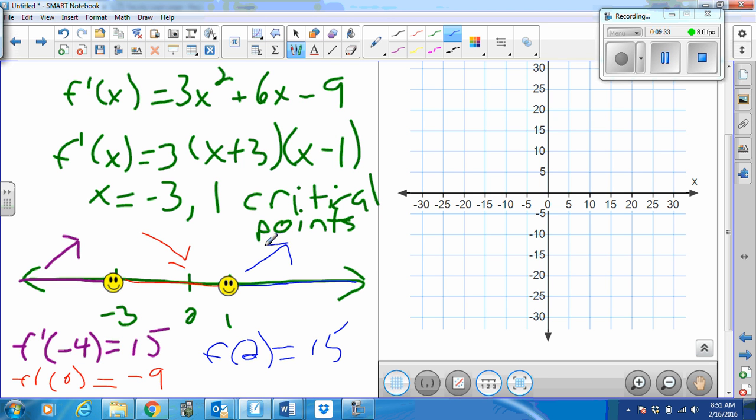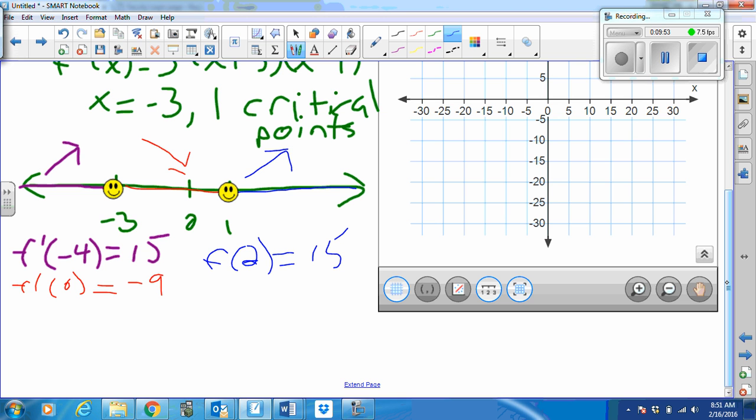Now what this allows us to do is, if we didn't have our handy dandy graphing calculators, figure out where some easy points are that we could use to graph this function. And so we're going to plug those critical points into our original function. We're going to find f of -3 and f of 1.